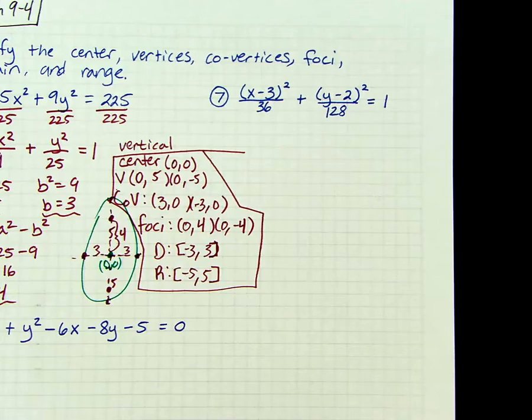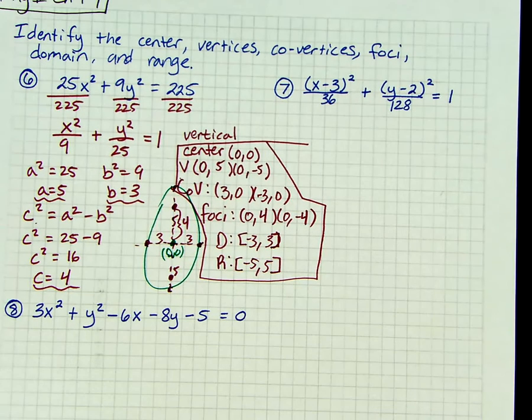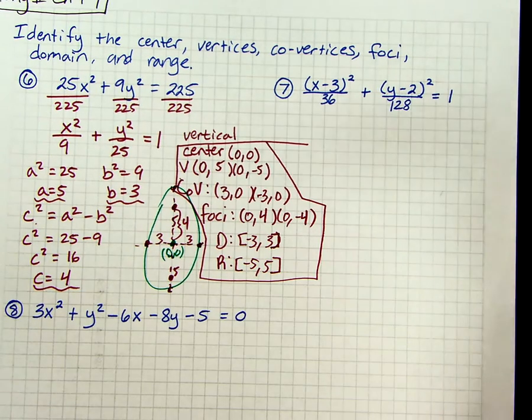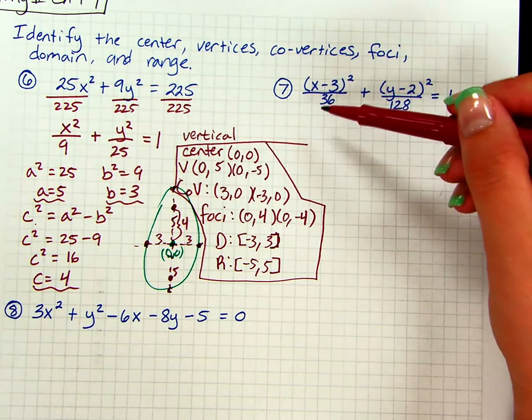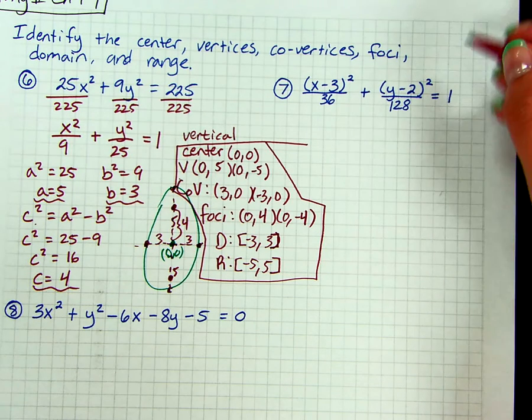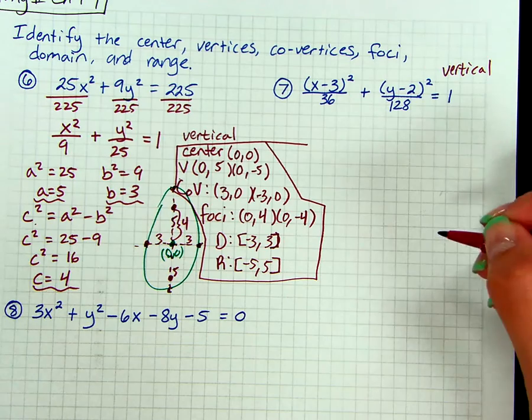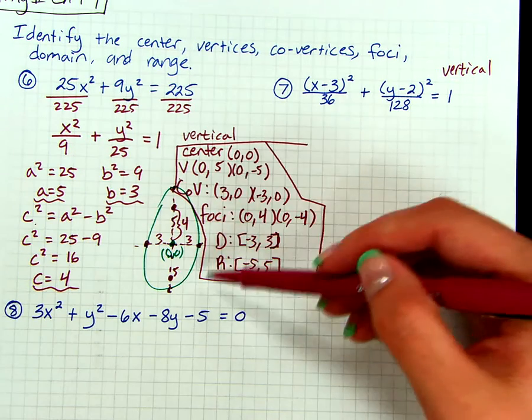All right, so if we go to the next problem, same direction. This one is already in the form that we want it to be in. So let's just start by identifying the direction. Our larger number is underneath our y, so this one is also going to be vertical. Okay, so again, it's going to look like this.